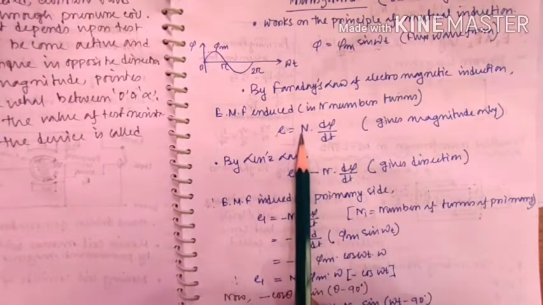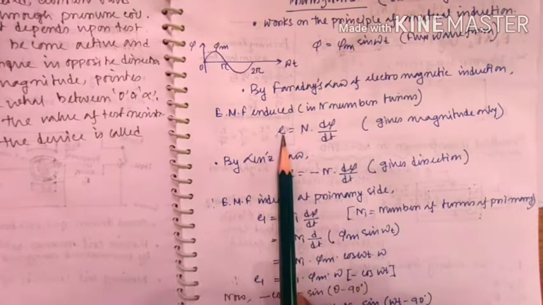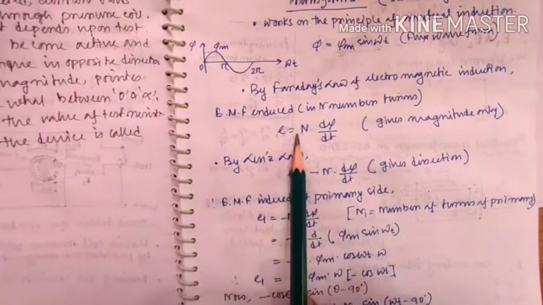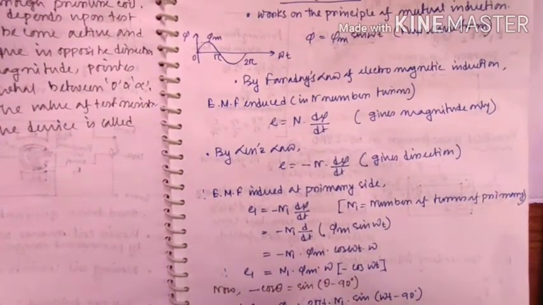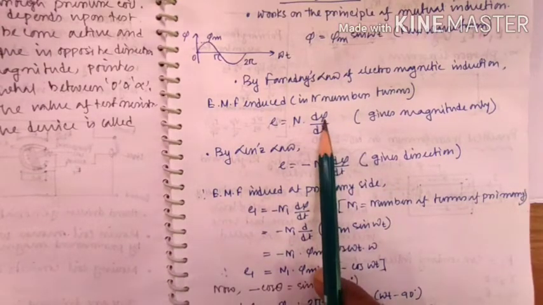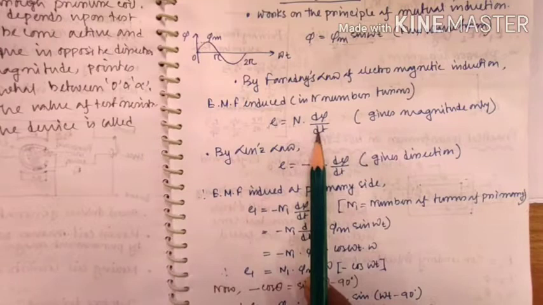What is N? N is the number of turns. Whenever current is flowing through a coil, the coil has a certain number of turns. So the induced voltage has a direct relationship with the number of turns of the coil. Now in the case of Faraday's law, the equation gives us only the magnitude. It tells us what amount of EMF will be induced when there is a rate of change of flux in the coil. d phi by dt explains the rate of change of flux with respect to time.